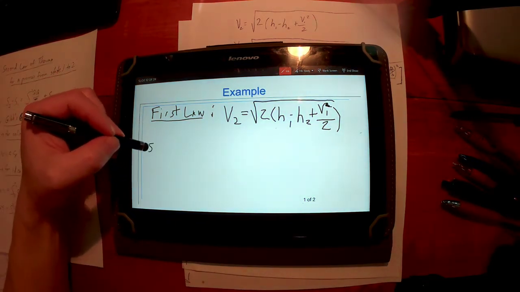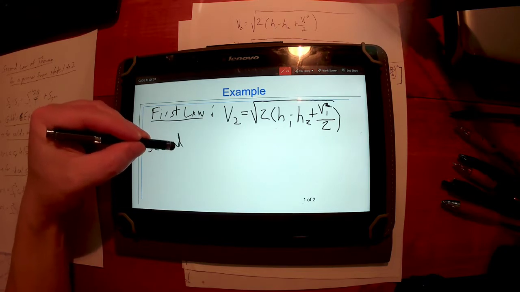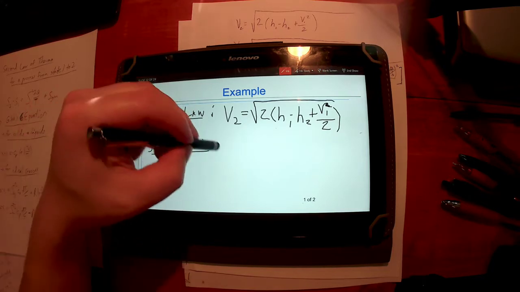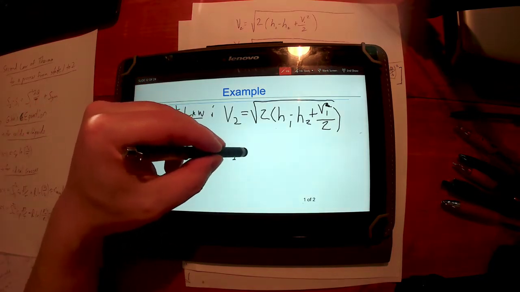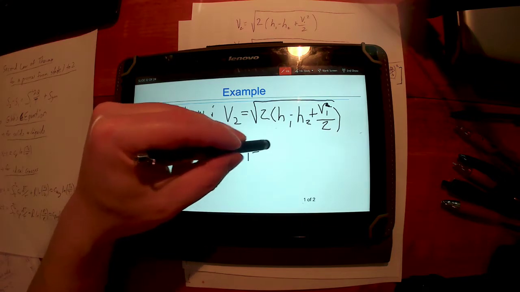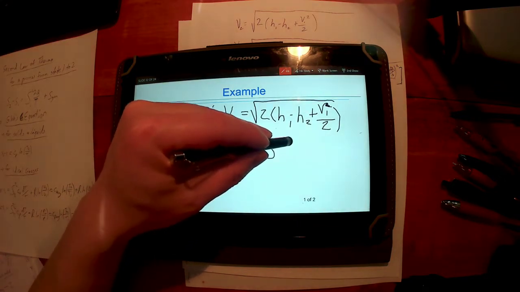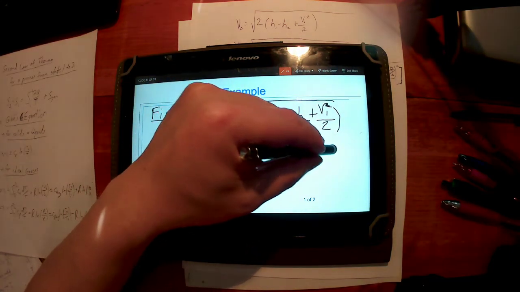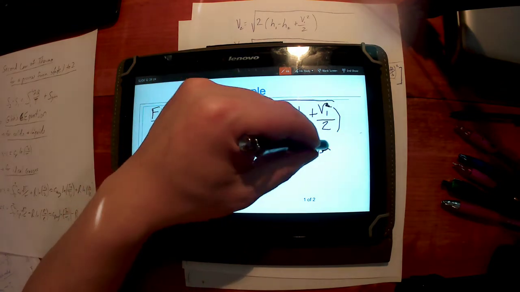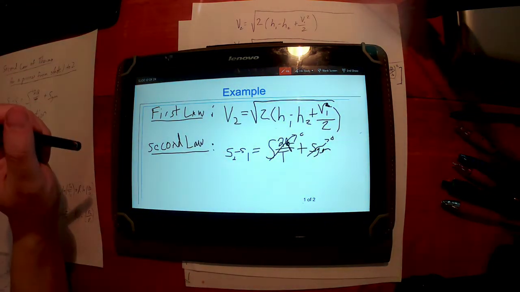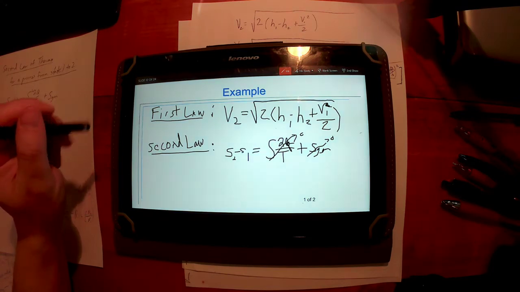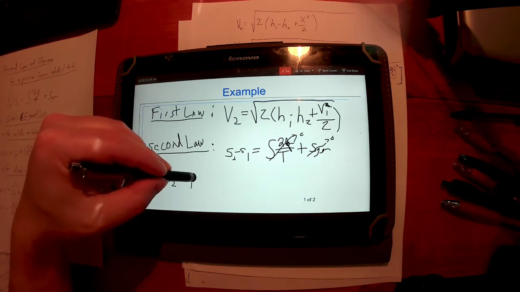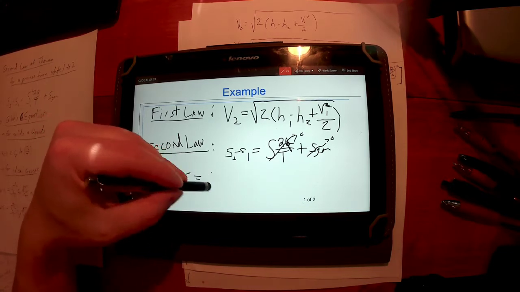The second law. The second law is still always going to be the change in entropy is going to be described by the amount of heat transfer that occurs per temperature plus the amount of entropy generated. Well, we're still saying these are both 0. Okay? So it's still isentropic. Little s2 minus little s1 is still equal to 0.